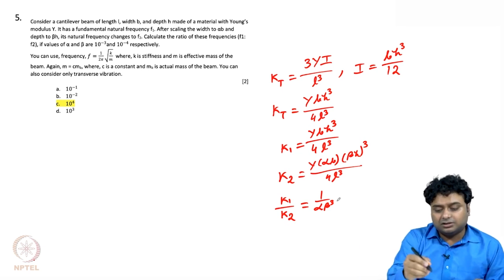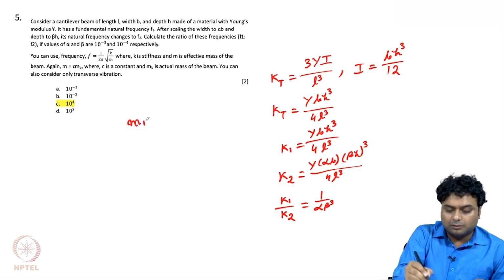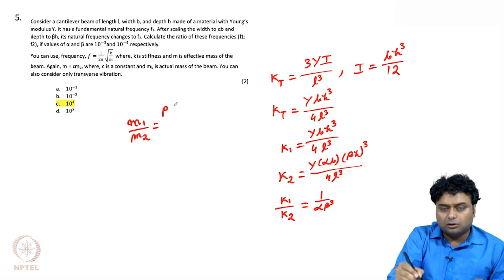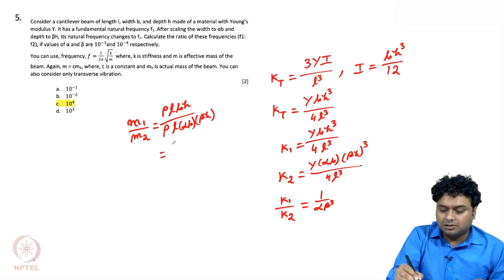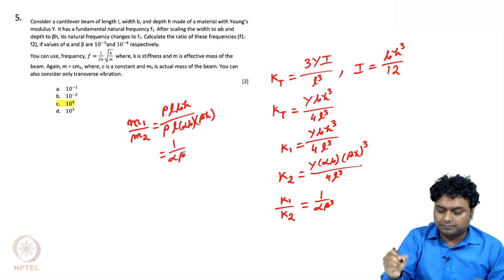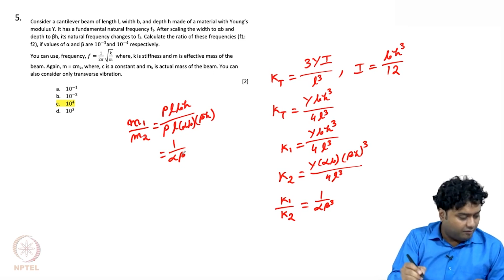Now what is the ratio of the masses? So mass M1 by M2 is equal to rho into the volume. Volume in the first case is L B H, and in the second case it is L alpha B beta H. So it becomes 1 by alpha beta, right.